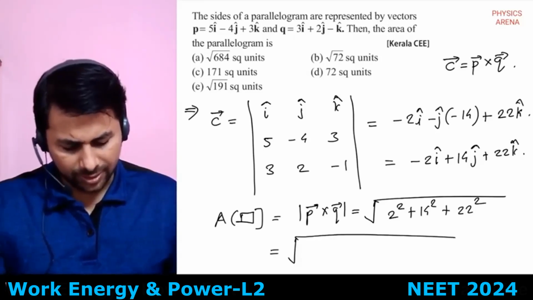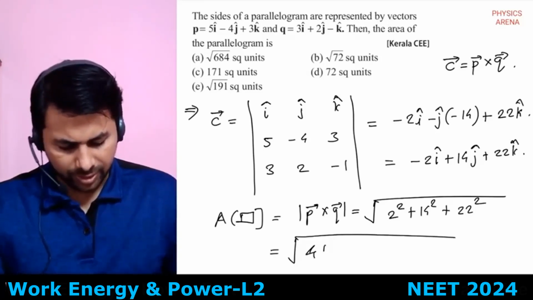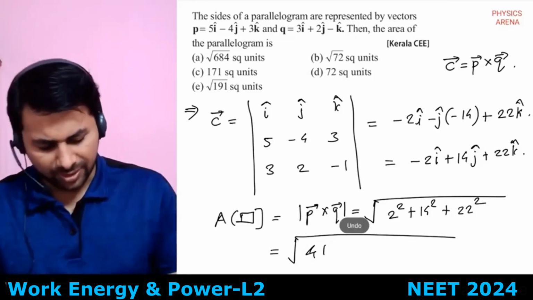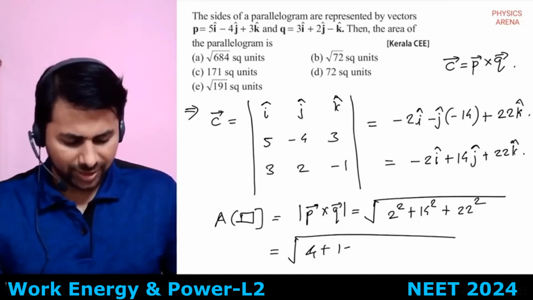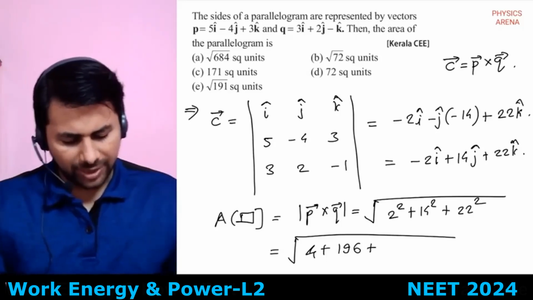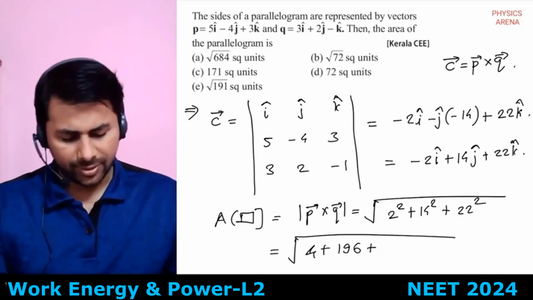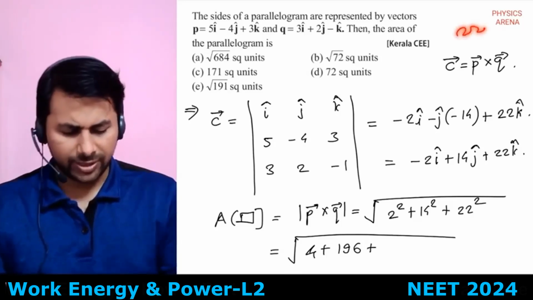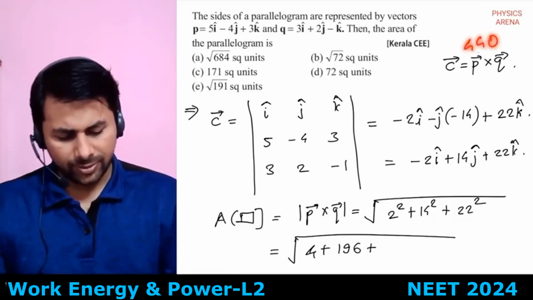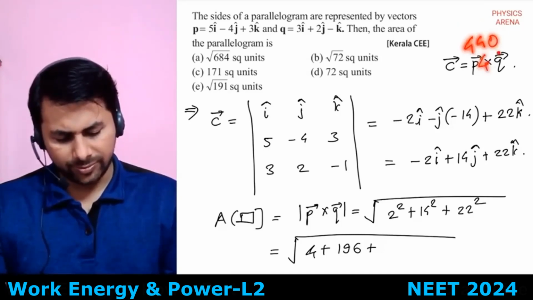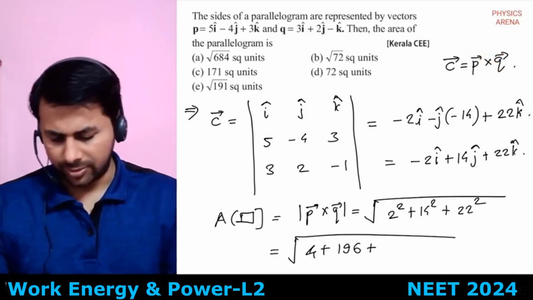How much is that? 2 square is 4. I don't know the other two. Tell me. 14 square I know, it's 196, plus 22 square. Okay, so it is 22 times 20, 440, plus 44. Okay, so 484.